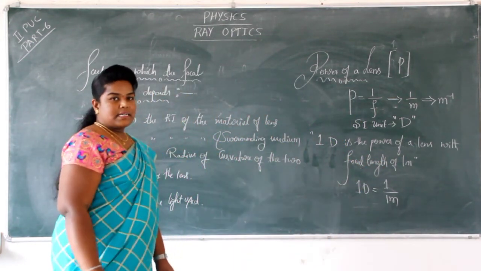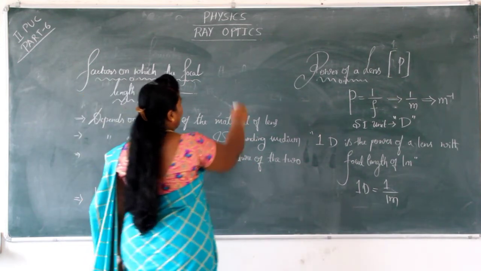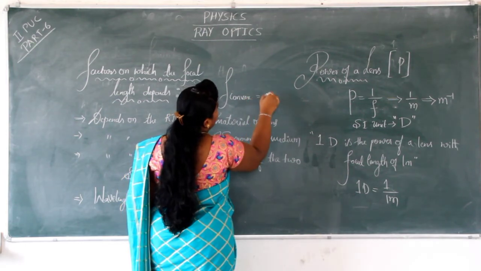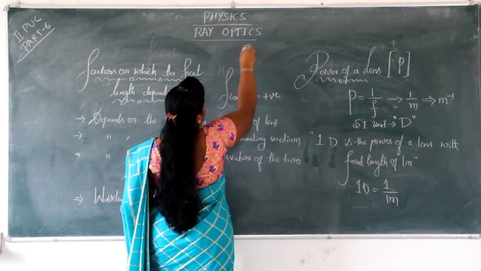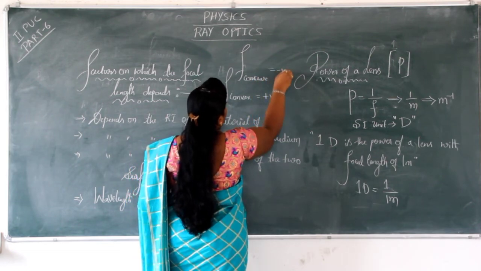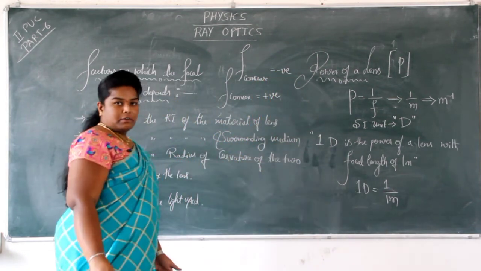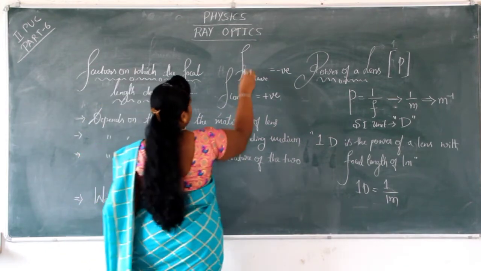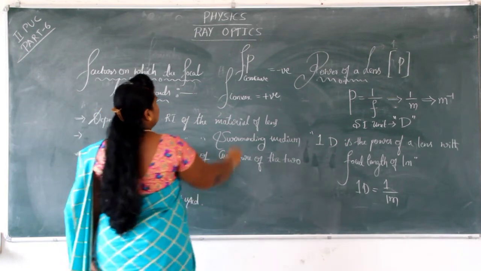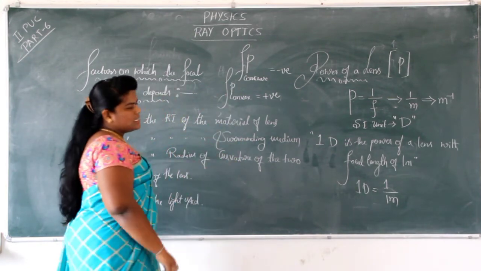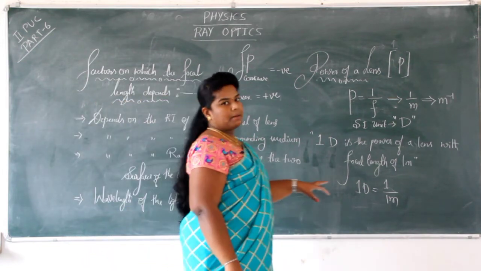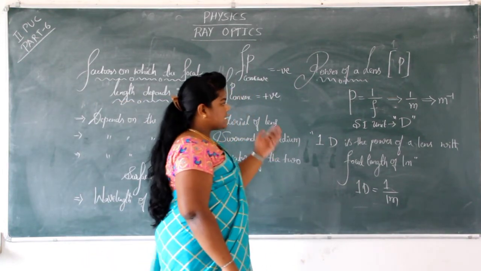In the previous class, I said the focal length of a convex lens is positive. Similarly, the focal length of a concave lens is negative. Then what happens to the power? It's the same thing. The power of a concave lens is negative and the power of a convex lens is positive.